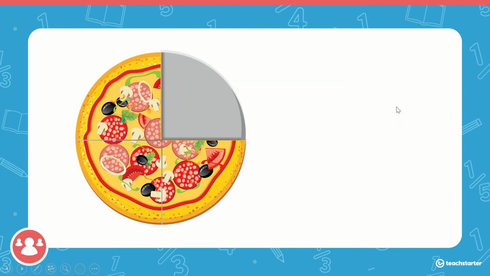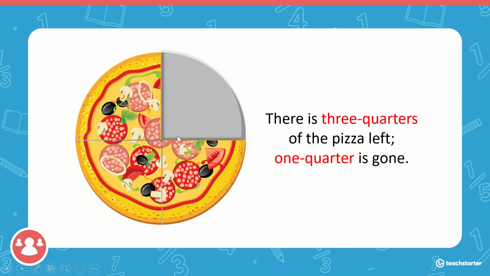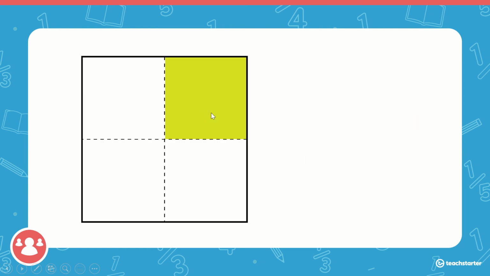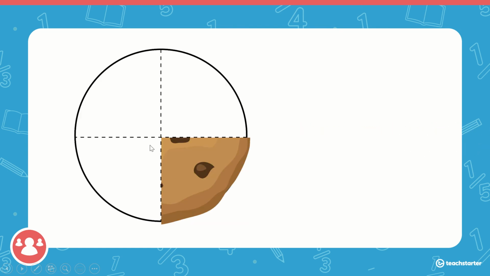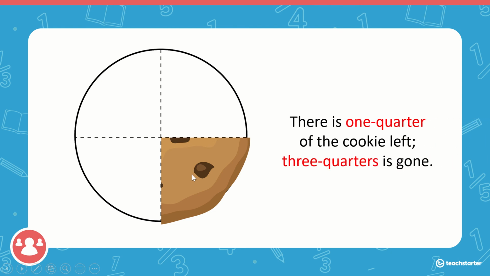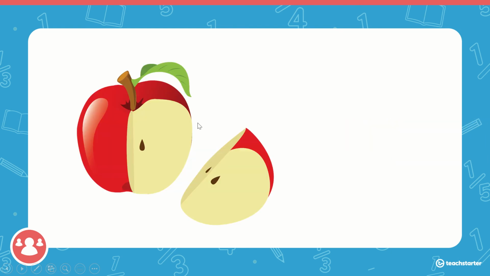All right, let's have a look at this. So this is split into 4, so quarters. As you can see, there's 1, 2, 3/4 left, and then 1/4 has been eaten and gone. Let's have a look at the next one. Let's see if you can name this one. How many quarters has been colored in? Yep, so 1/4. Let's have a look at this one. So this one is 1/4 as well, and 3/4 are gone or eaten.